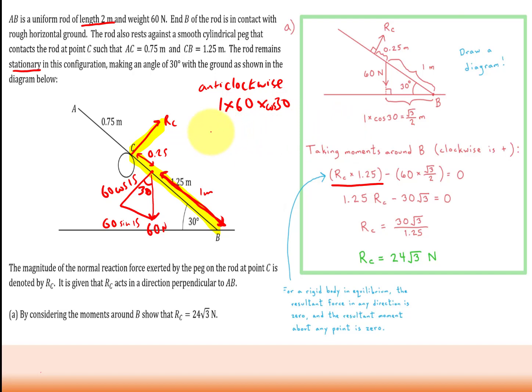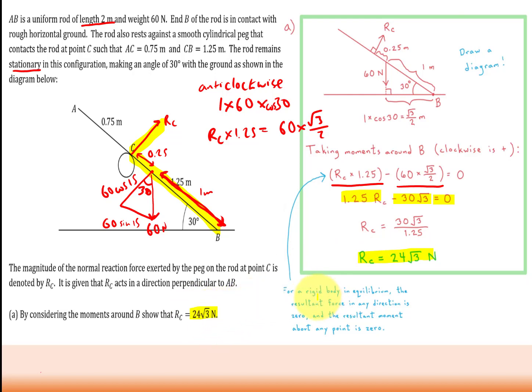So essentially what we're going to get is RC times 1.25 is going to equal 60 times root 3 over 2, which is this working out here. So they've rearranged that to say equal to 0, but you don't have to. Now we get 1.25 RC minus 30 root 3 equals 0. And so we just solve that by bringing 30 root 3 and dividing by 1.25, and then we've shown that RC equals 24 root 3, like the question has shown.